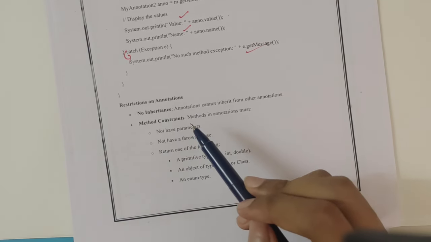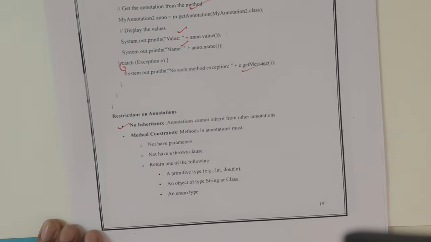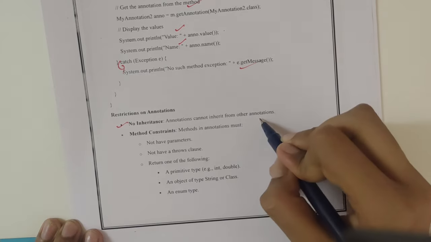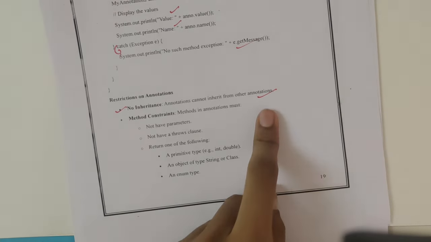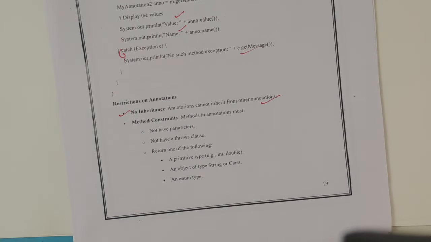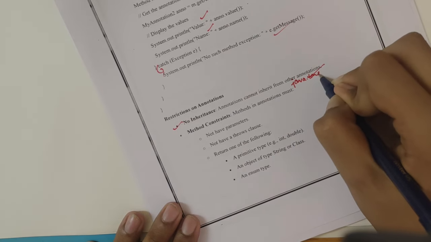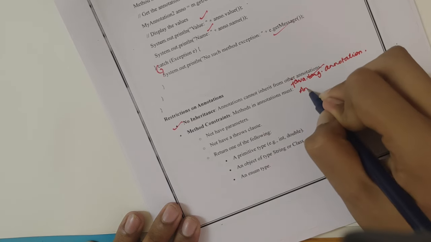Now next we have the restrictions on annotation. First is no inheritance. No inheritance in the sense that annotations will not inherit from other annotations. They can only extend the java.lang.annotation interface. This you have to remember: it cannot inherit from another annotation, but it can extend the java.lang.annotation interface. I'll just write this name: java.lang.annotation interface.